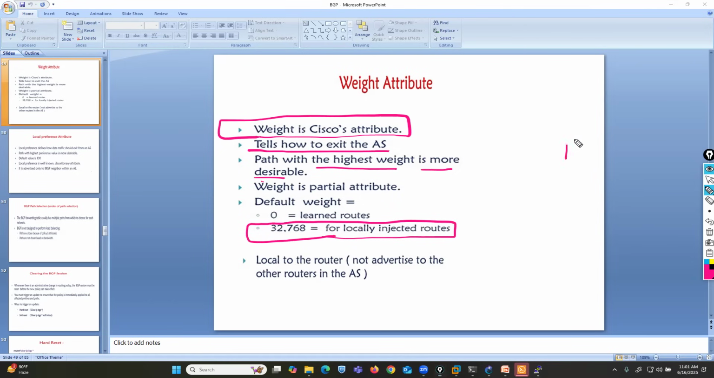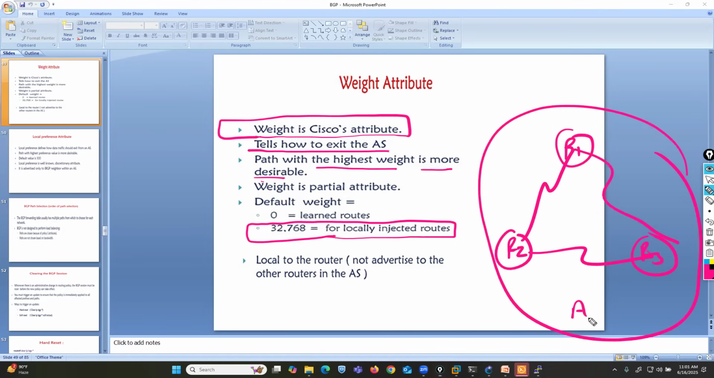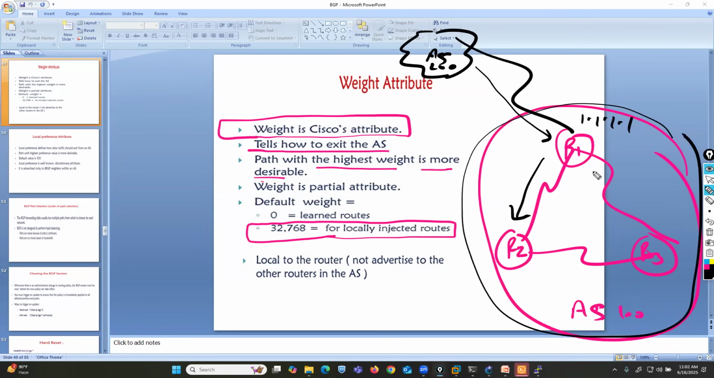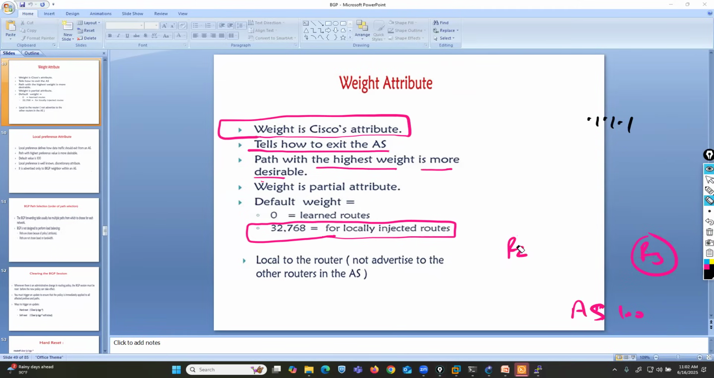My point is, if you have routers R1, R2, R3, and they are all connected, they are all part of the same AS, for example AS 100. If R1 is receiving some route information from a different AS, for example AS 200, for example 1.1.1.1, then in iBGP it will send this update to R2 and R3, and it will use weight. Let me explain one more time. I chose a wrong example.